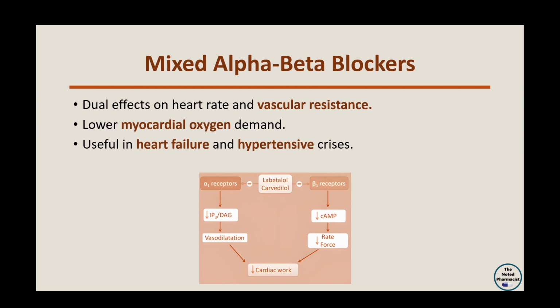Mixed alpha-beta blockers, such as carvedilol and labetalol, provide dual-action effects. They lower heart rate and myocardial oxygen demand through beta blockade, while their alpha-blocking properties reduce vascular resistance, making them effective in conditions like heart failure and hypertensive crises.